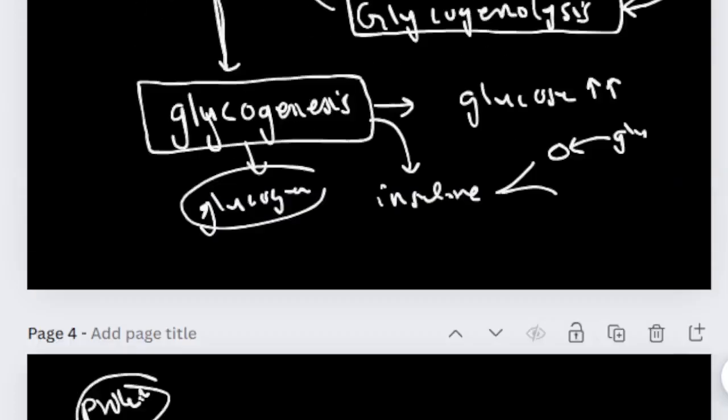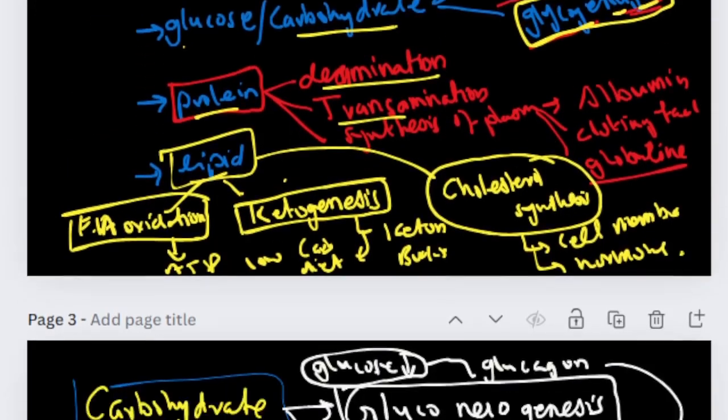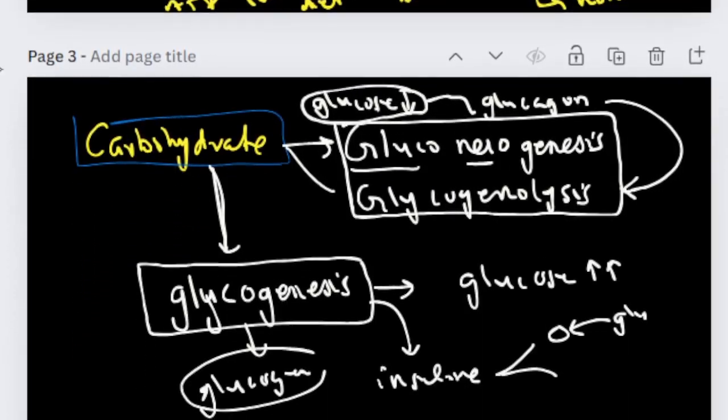Now we come to protein. In protein we have three things: deamination, transamination, and synthesis of plasma protein. This is so simple. Deamination is the removal of an amino group, producing ammonia, which is converted to urea. Let us explain deamination in protein.